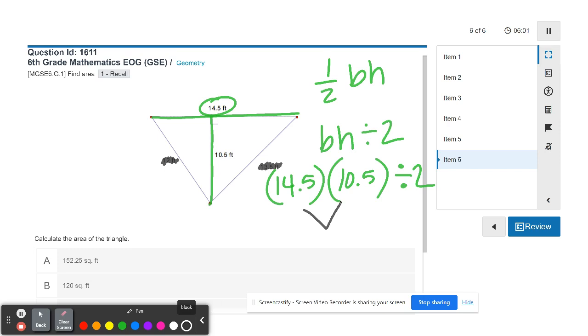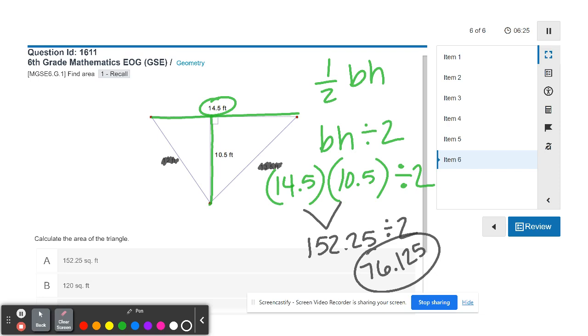my calculator, 14.5 times 10.5 gives me 152.25. And then I'll still have to divide that by 2, which ends up giving me 76 and 125 thousandths. So this should have been my answer. Okay? So tomorrow when we do these, we need to make sure we pay attention to our formula sheet.